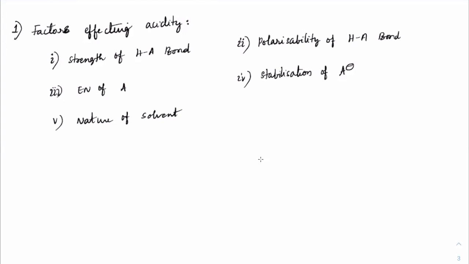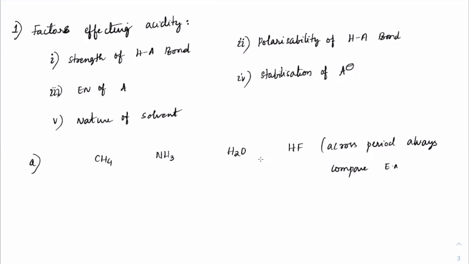Out of which, let us see the first case here. For example, if I am going across the period, like I have CH4, NH3, H2O, HF, first one is group 14, then group 15, group 16 hydride, and group 17 hydride. I'm supposed to compare the acidity of these four. Across the period, I will always compare electronegativity differences, which means you are comparing kinetic acidity.